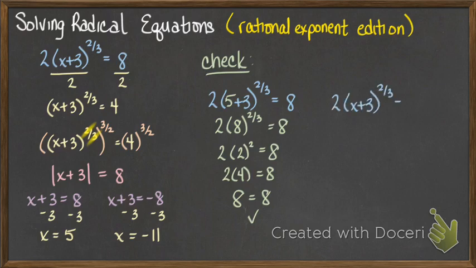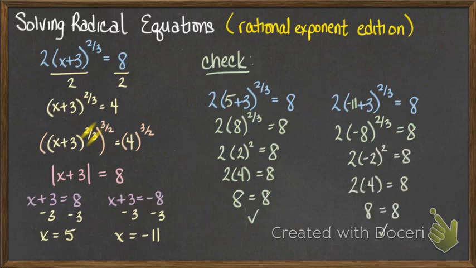Looking at the other solution, I replace x with -11. The cube root of -8 isn't an issue. I just get -2. When I square it, it becomes that same 4. 2 times 4, 8 equals 8. Both those solutions are completely valid.